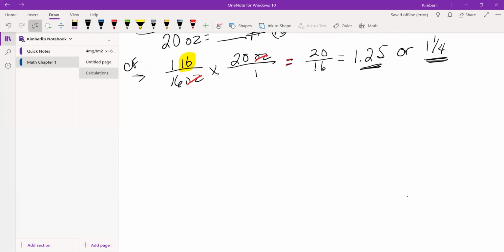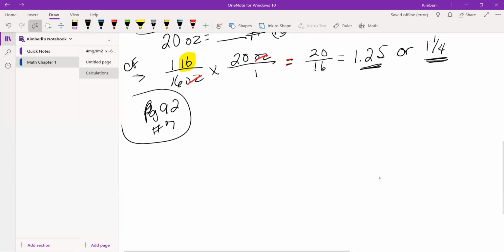Okay, so let's look at which one? How about number 7 on the same page, page 92, number 7. And number 7 says 4 1/2 ounces is equal to how many teaspoons?